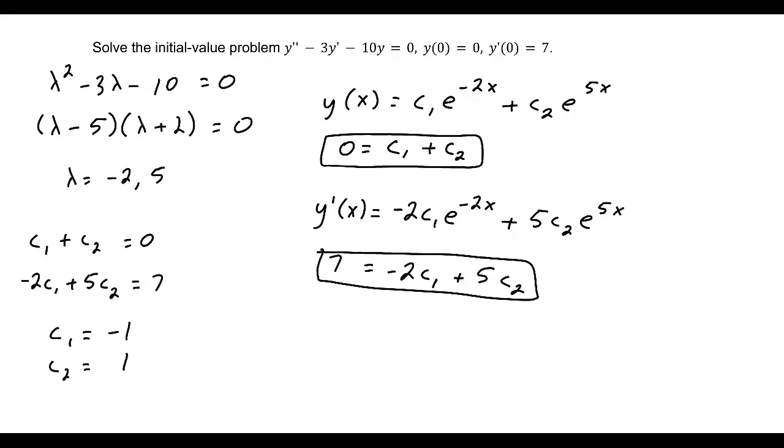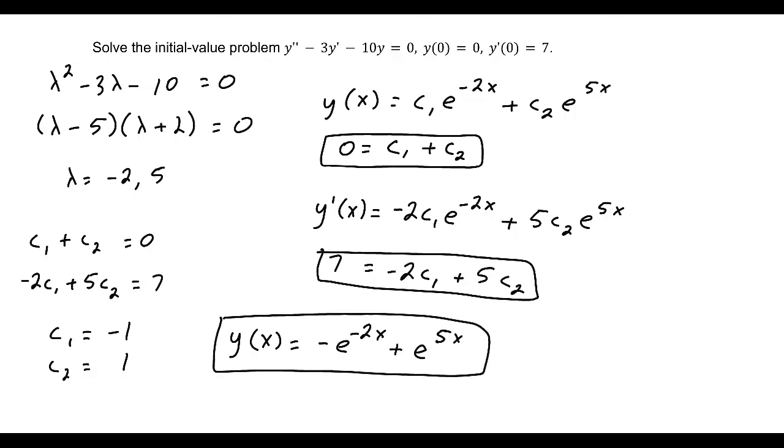So we had the general solution form, y of x, but now we can say what the specific solution is for those conditions. y of x equals negative e to the negative 2x plus e to the 5x. Again, that's because we know c1 and c2, so we can replace those values. And that is the solution to that initial value problem.